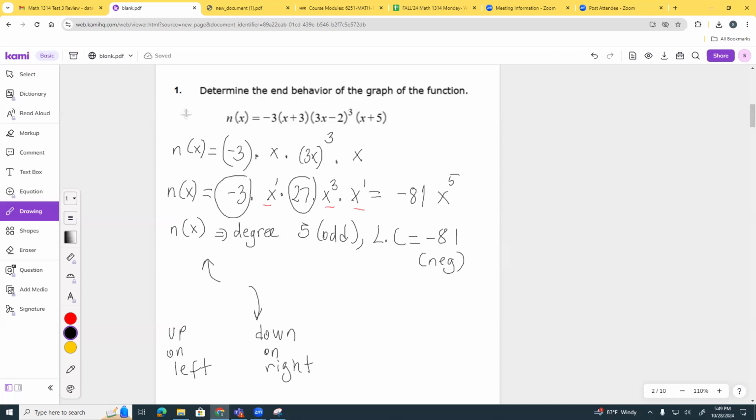If you need to go back to your notes for this question, we learned this topic in lesson 3.2. If you want to watch some videos on Alex or on YouTube, this is lesson 3.2, behavior of the polynomial functions.